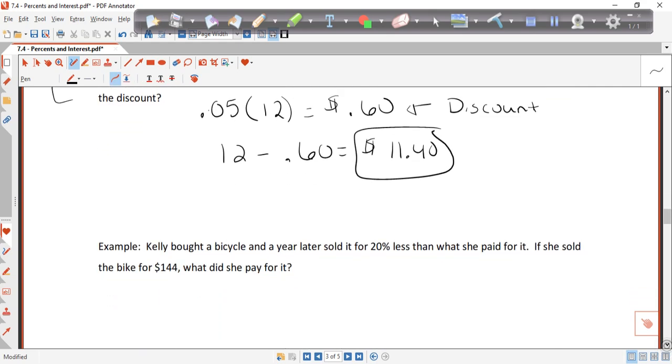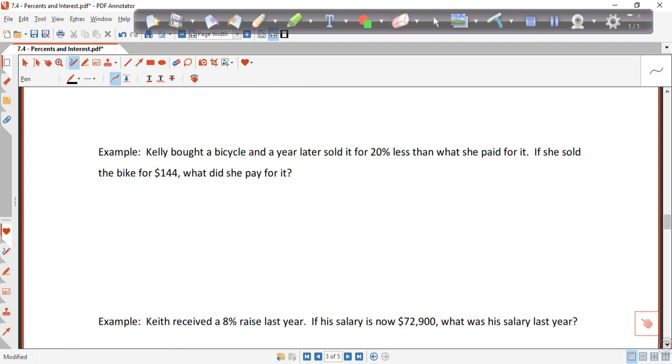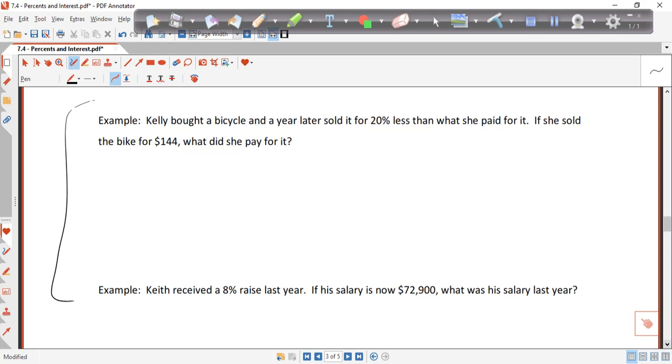Okay, the next 2 are similar. We're going to be looking for the original cost. Okay, so Kelly bought a bike and a year later sold it for 20% less than what she paid for it. If she sold for $144, what did she pay for it? Okay, there's 2 ways to work this problem. I'm going to show you both ways.